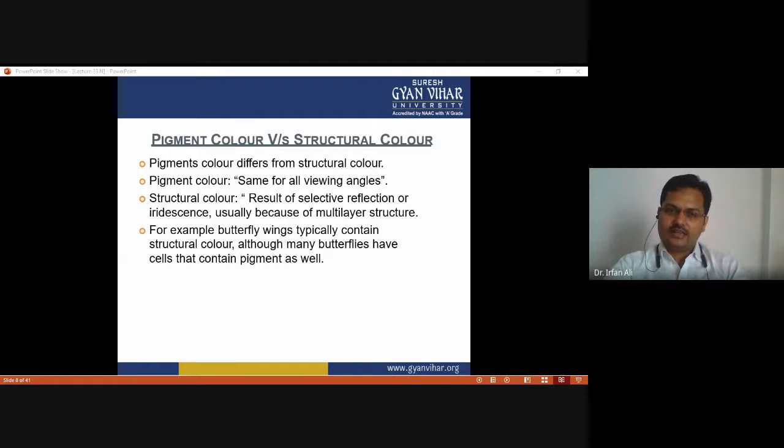Structural color is the result of selective reflection or iridescence, usually because of a multi-layer structure. So this color can be different from different angles. For example, butterfly wings typically contain structural color, because when you see butterfly wings from different angles, you observe different colors. Many butterflies have cells that contain a pigment as well.